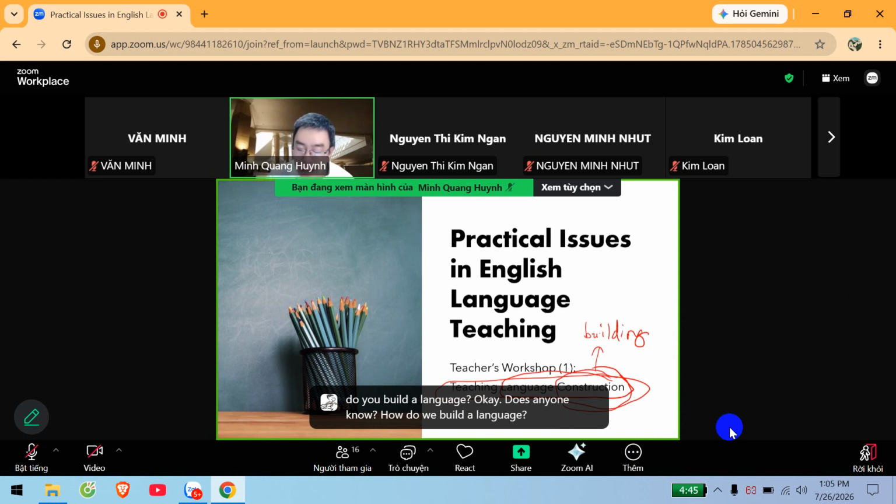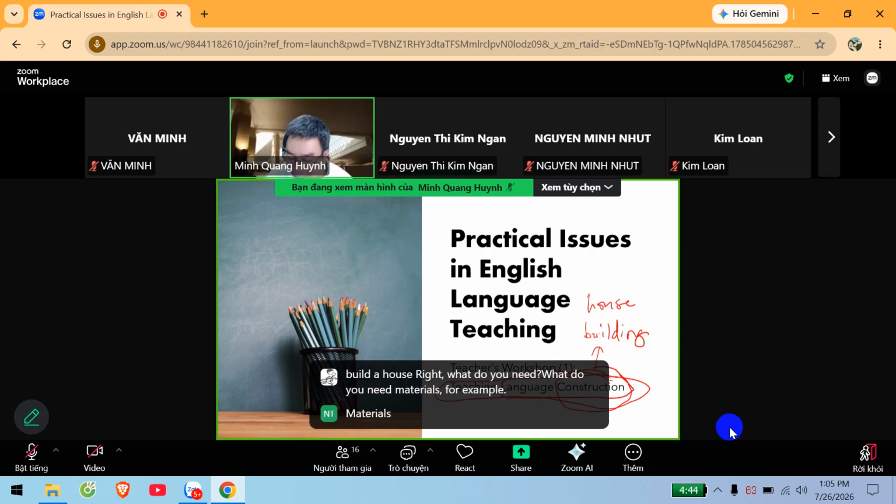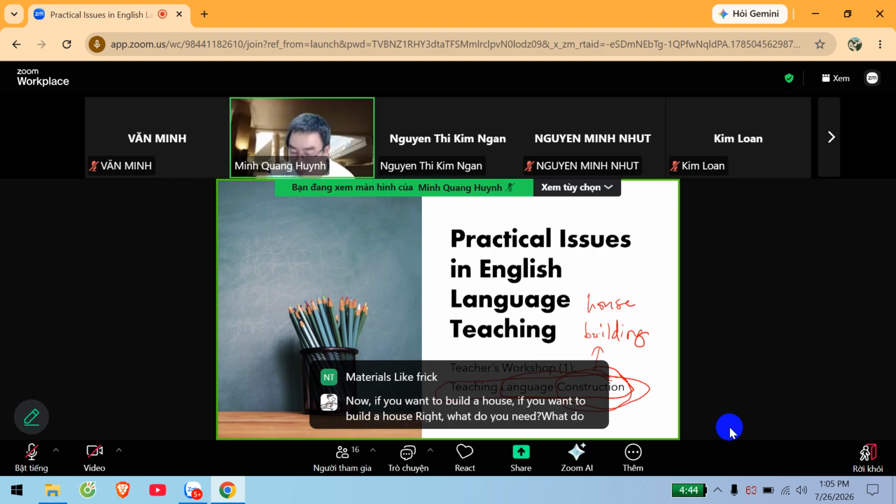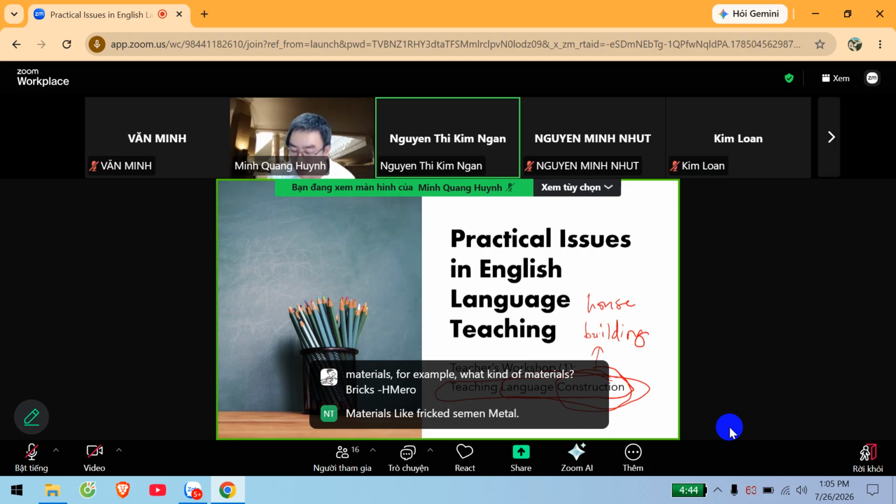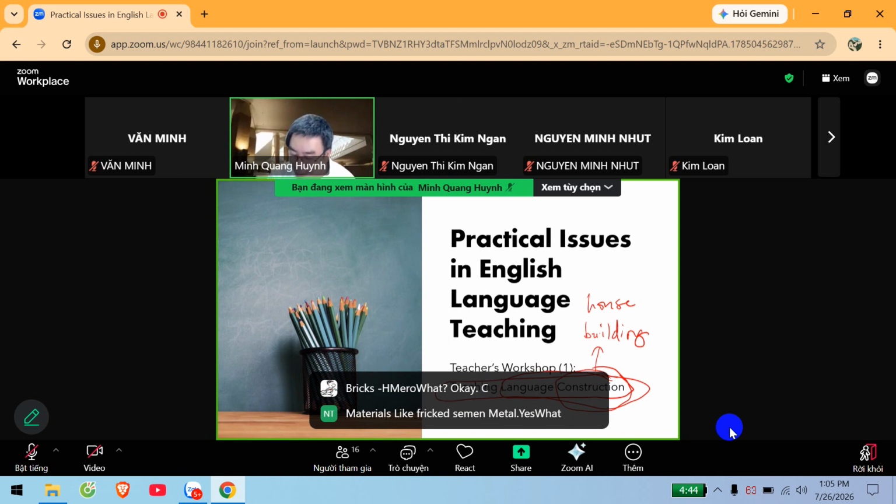Now, if you want to build a house, what do you need? Materials. For example, what kind of materials? Like bricks, cement, metal, wood. Okay. And you put those things together, you create a house, right?